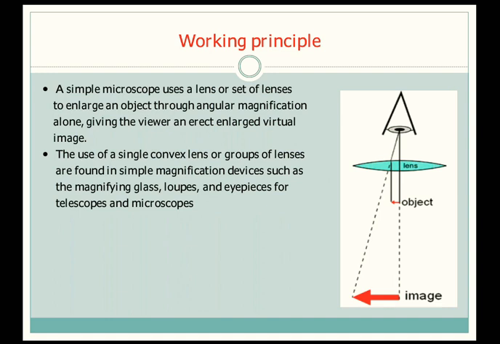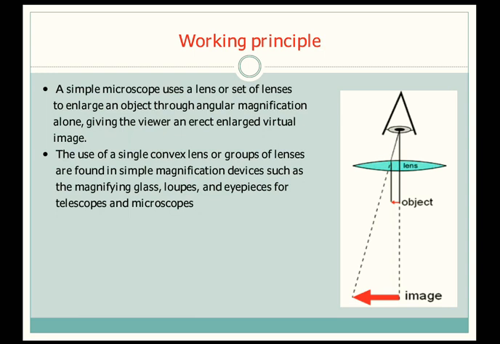The working principle is that a simple microscope uses a lens or set of lenses to enlarge an object through angular magnification alone, giving the viewer an erect, enlarged virtual image. Consider a small object that we want to examine. We keep that object in a region where there is sufficient light. After that we look at the object using a lens, which may be a single lens or a set of lenses.